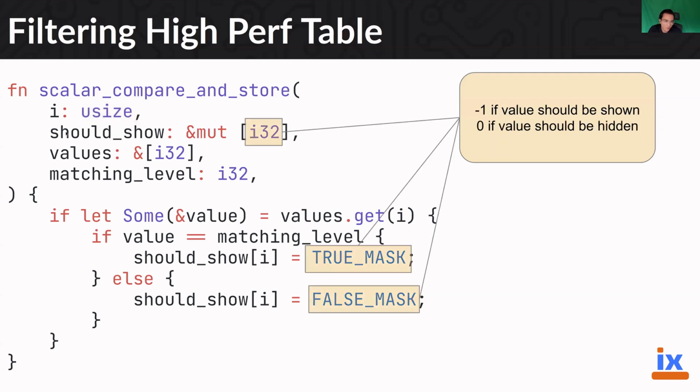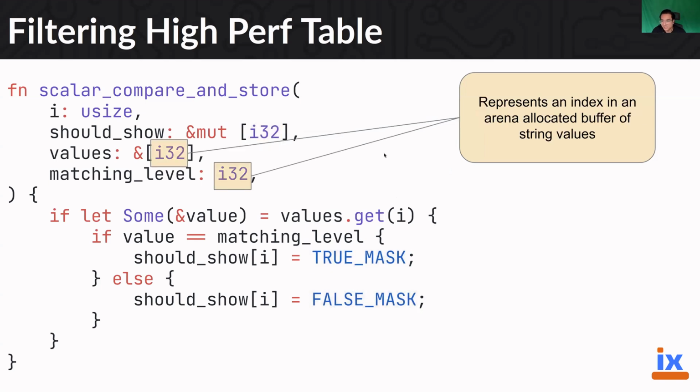We have a should show column. In this case, we take a mutable reference to it. And this should show column basically has -1 if the value should be shown and 0 if it should be hidden. The reason is that -1 is basically all ones, a full set of bits, in an integer representation. So that's why we use -1. And this helps a lot with the SIMD implementation later on.